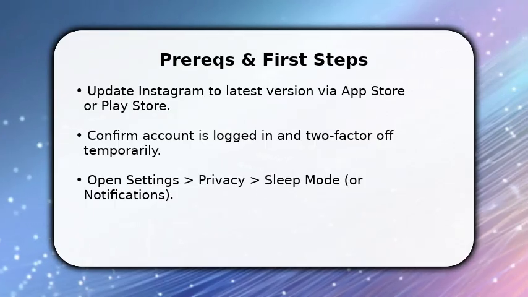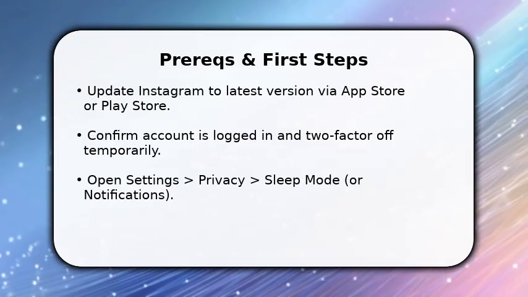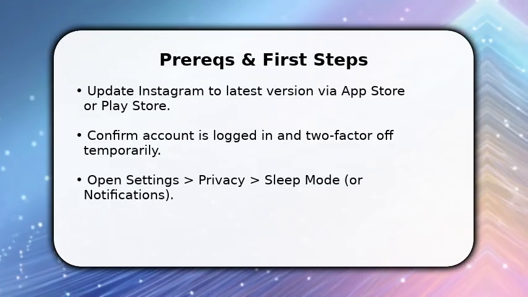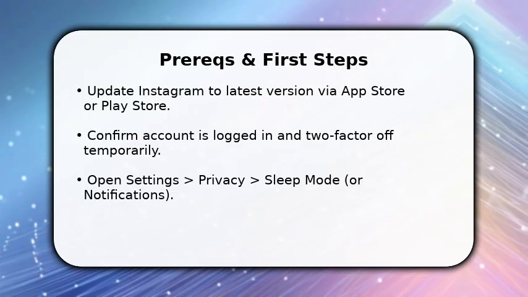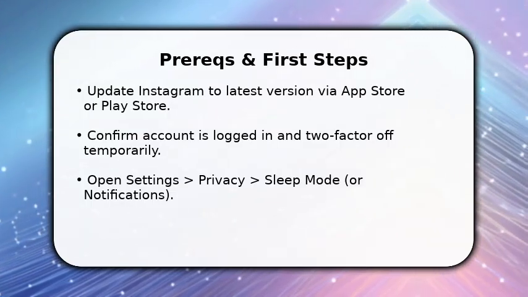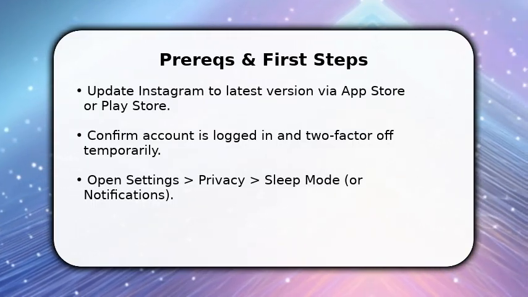You'll start by making sure the app is current and you're logged into the Target account. This prevents unexpected UI differences. Once done, navigate directly to the Instagram settings menu and tap Privacy to find sleep mode or the notifications section. Instagram sometimes relocates it. You need a stable connection and the exact account visible.